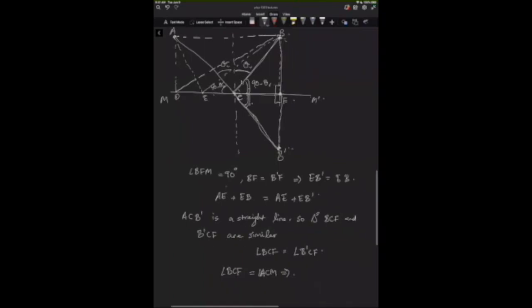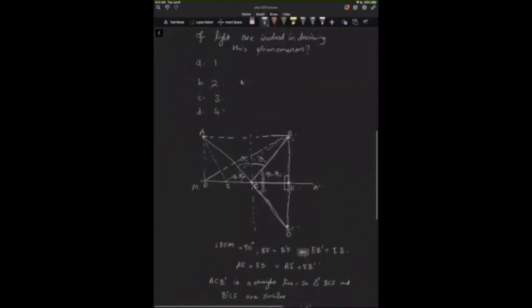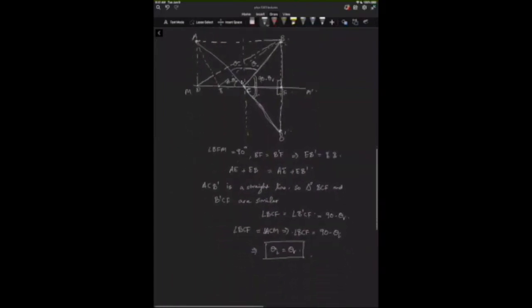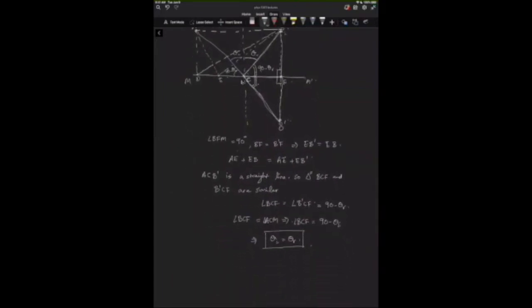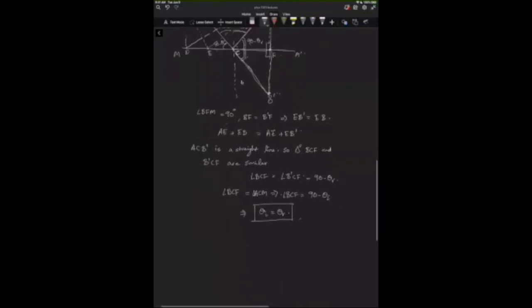So what we have just done is shown that if on this side this is 90 minus theta R, and because BCF equals angle ACM, which implies BCF is also equal to 90 minus theta I, and therefore theta I equals theta R. So that is our proof, on the basis of this geometrical construction and Fermat's principle, that the reflected angle and the incident angle are the same.